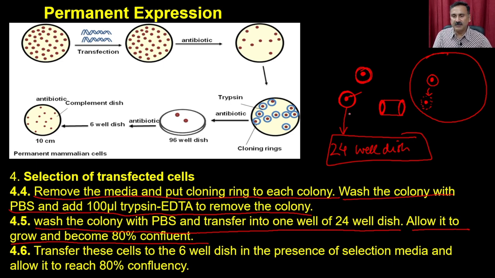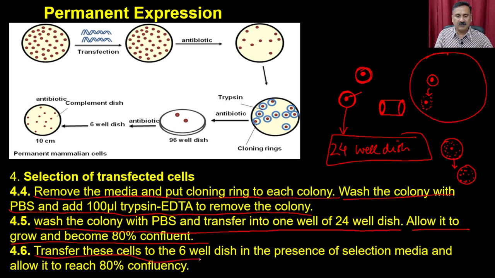So what you're going to do is put a cloning ring on this, take out this cell and put it into a small well, like the 24-well. In that case, the concentration of the microenvironment or the growth factors that it is secreting is very high, and that's how it's going to grow and become confluent. So it's going to grow in large quantity and become confluent, okay? So allow it to grow and become confluent.